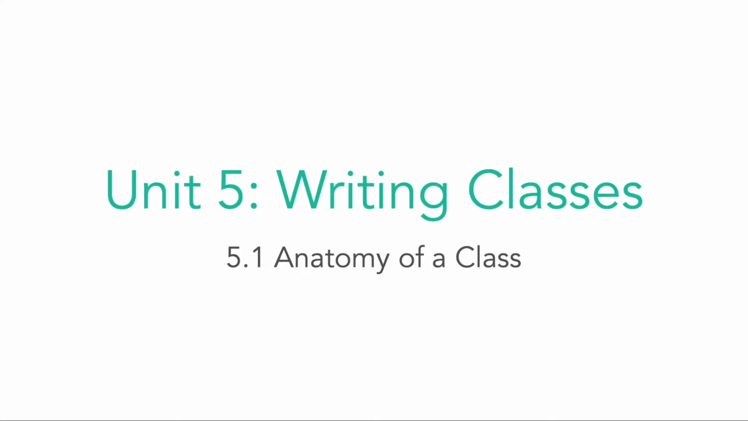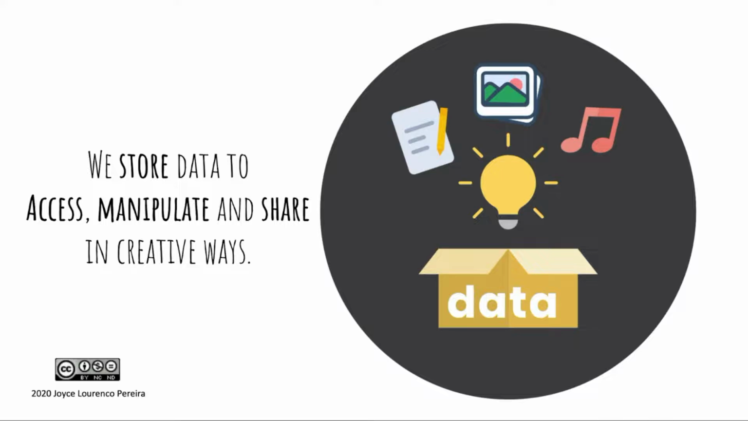Unit 5, Writing Classes. Topic 5.1, The Anatomy of a Class. As programmers, we store data to access, manipulate, and share in creative ways. We have learned how to store individual primitive types and string reference types using variables. In this unit, we will explore how to store multiple variables and methods using a class.